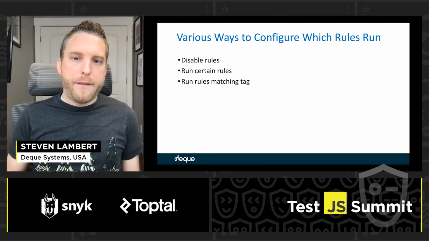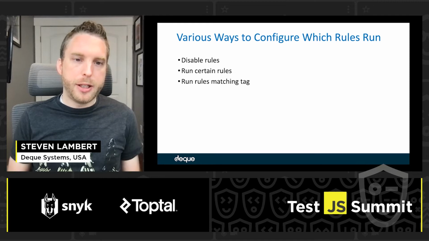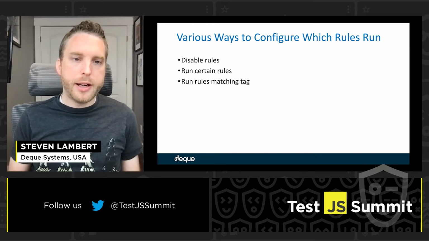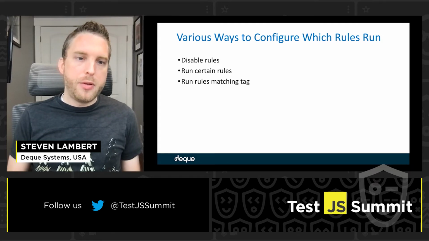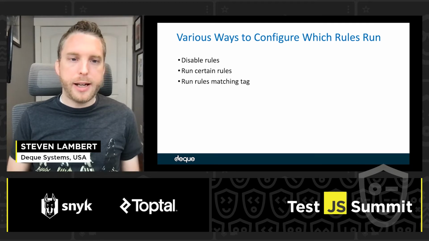There are various ways that you can configure which rules Axe will run. For starters, you can disable a certain set of rules so that they won't run during a normal run. You could also specify a certain set of rules to only run, and you can also run rules that match a particular tag.